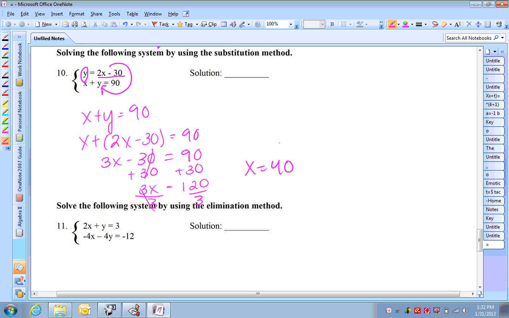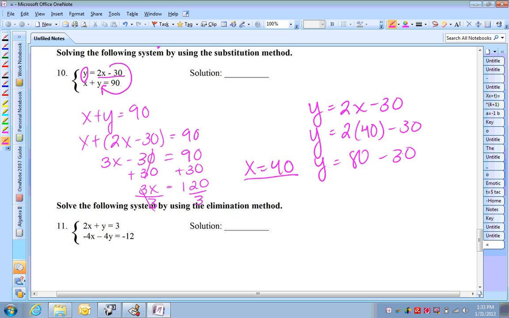Now that we know what our x value is, we take that and plug it back into one of the original equations. So we can use y equals 2x minus 30, or y equals 2 times 40 minus 30. So y equals 80 minus 30, and y equals 50. So my solution is 40, 50. And we write our solution as an ordered pair.